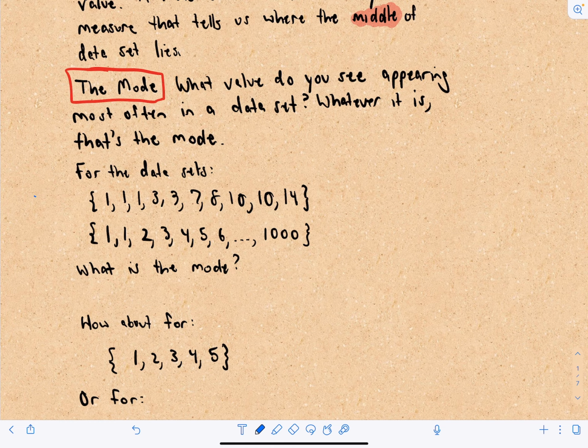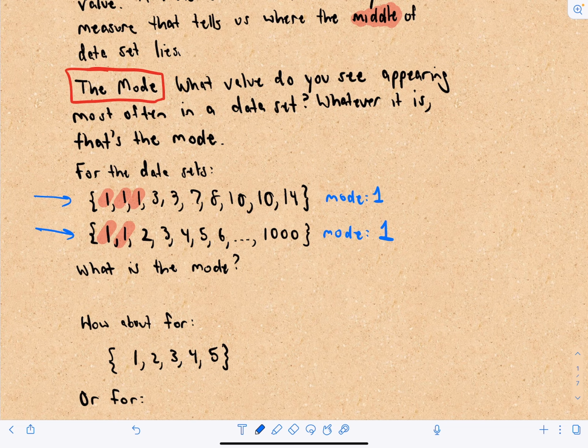So if we look at my data set here, 1, 1, 1, 3, 3, 7, 8, 10, 10, 14, what would be the mode? Well, I see the number 1 appearing a total of 3 times. 3 appears twice. 10 also appears twice. But the number 1 appears the most, 3 times. So the mode would simply be the number 1. For my next data set, again, we have 1, 1, and then 2, 3, 4, 5, 6, etc. up to 1,000. Well, the number 1 is the only thing that appears more than once. So again, the mode in this case is going to be the number 1.